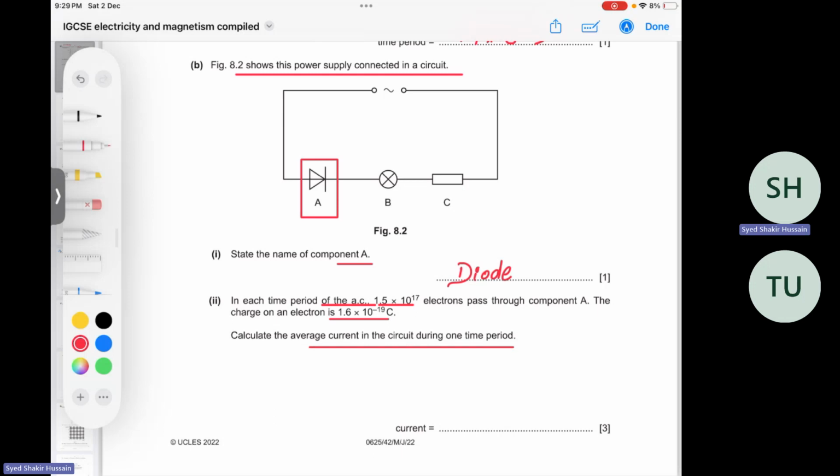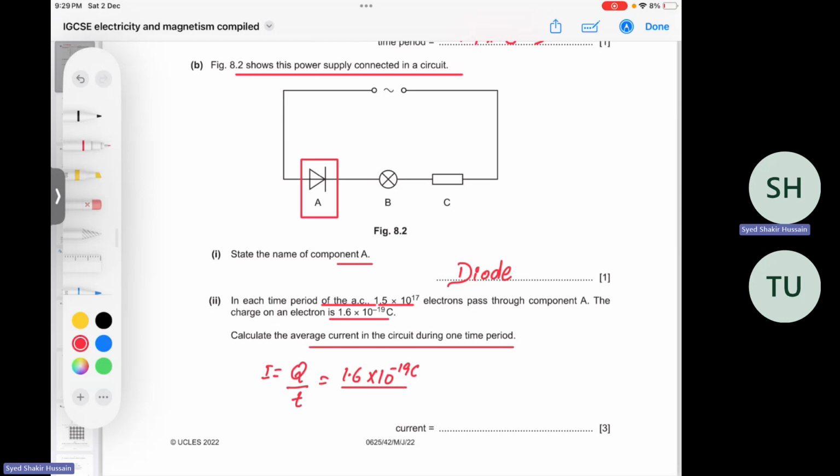You need to find current, right? And what's the formula for current? Current is charge upon time, right? Do I know the value of charge? Yes, it's 1.6 into 10 to the power minus 19 coulombs. All right, do I know the value of T?